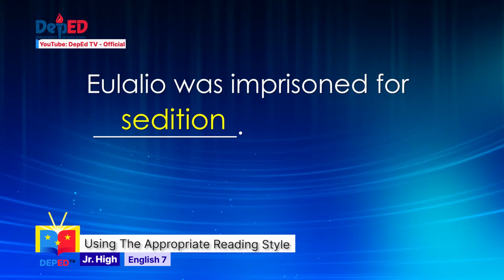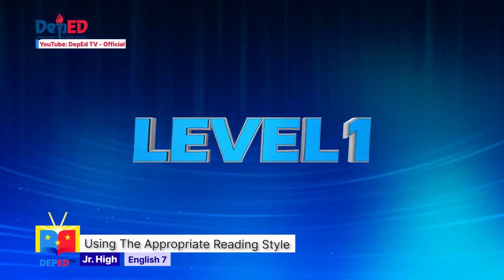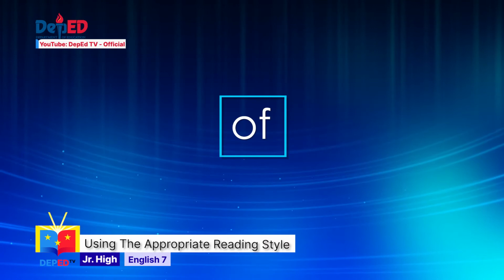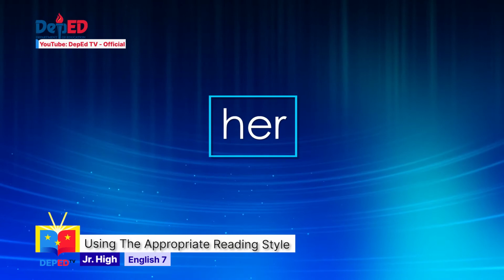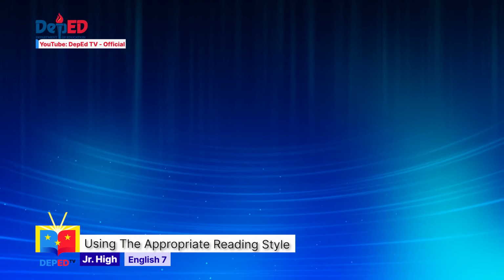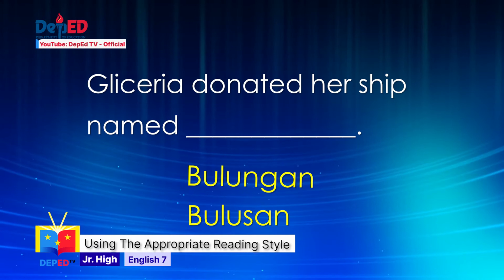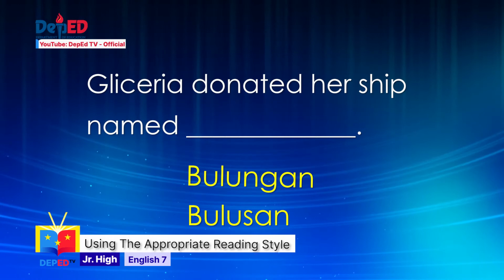Round 2. Level 1, normal reading speed. Answer this question. Gleseria donated her ship named blank. Bulungan, Bulusan. And the answer is Bulusan.